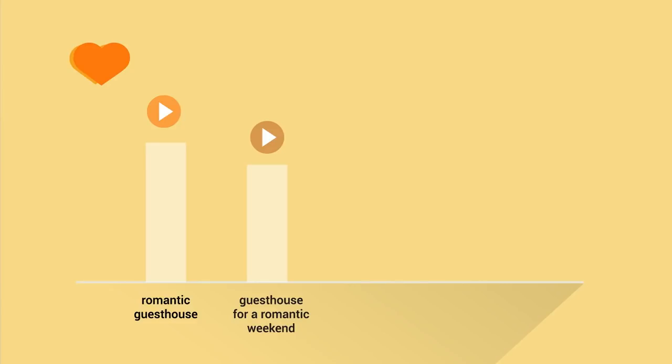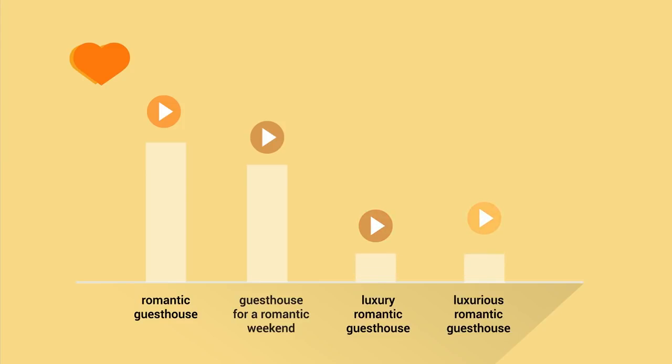But when people search for keywords like "luxury romantic guest house" or "luxurious romantic guest house," the conversion rate drops to only 1%. So you've found something that you can improve, and there are lots of ways that you might choose to do this. To start, you might want to look at the relevant pages on your website and see if there are changes that you could make.